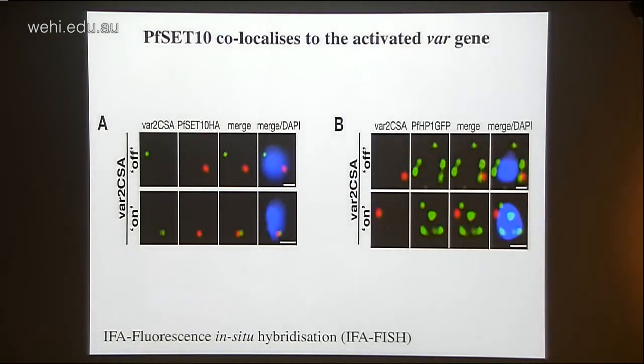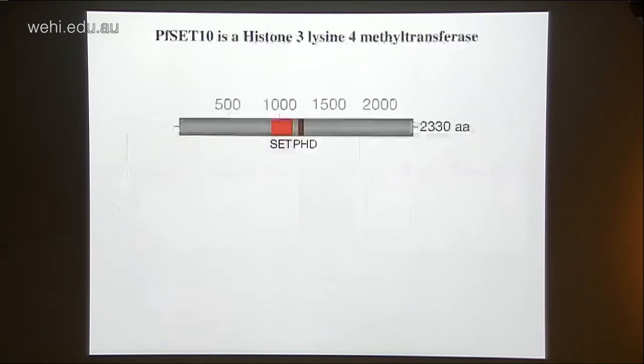And that's in stark contrast to heterochromatin protein 1, where you have here VAR2CSA in the off state, so it should be in the heterochromatin. Heterochromatin protein 1 marks the heterochromatin and the silenced VAR genes, as I've shown you, and you see that basically it is in close proximity to PFHP1. This is VAR2CSA in the on state, and so you've marked all of the other chromosome clusters or VAR gene clusters, and you see no co-localization. So PFSET10 does localize to the active VAR gene.